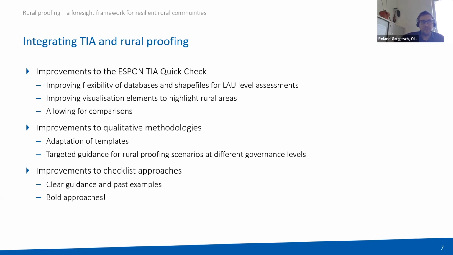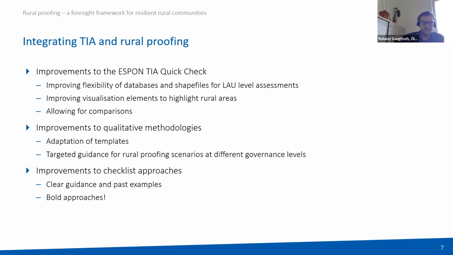For qualitative methodologies, they are obviously oftentimes quite flexible for the assessments. However, they oftentimes work with templates, and they are quite good to structure the assessment process. But they are not directly linked to rural areas. They might not highlight them. They might not include them there. Therefore, those rural impacts might be forgotten or overlooked in the overall assessment.